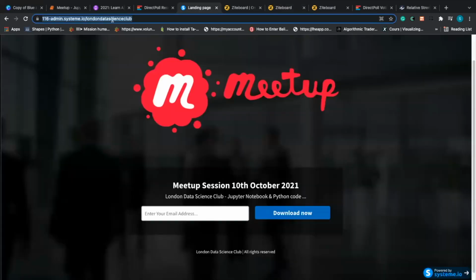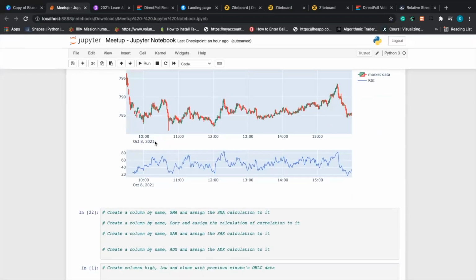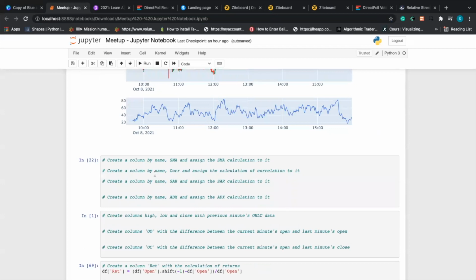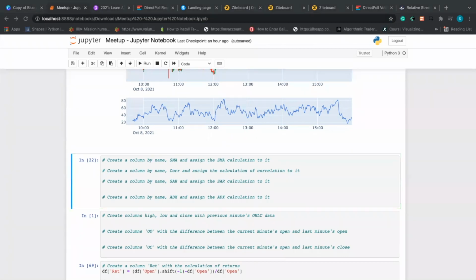Okay, let's go back to our model. I'm going to be slightly quicker on this algorithm. I highly recommend you go more in depth on Investopedia to learn more about SAR, ADX, SMA, and correlation coefficients, because otherwise we could speak for hours about this point. It's very interesting, and all of these indicators are quite interesting.